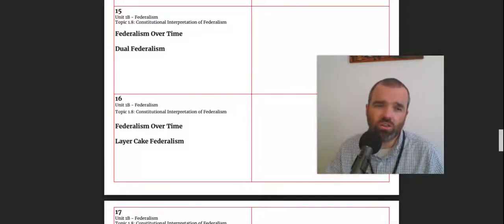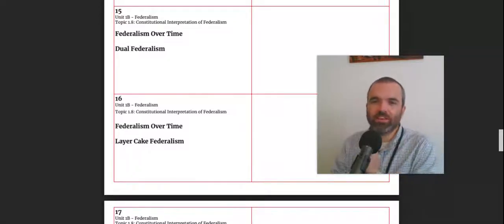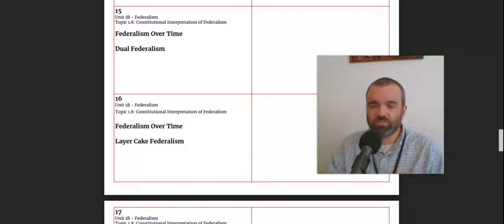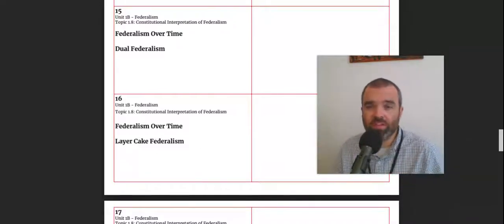And so we call this layer cake federalism. The idea that you have different layers in a cake. The state government does some things, the federal government does other things. They don't do the same things necessarily. They don't mix their powers and their roles in society.